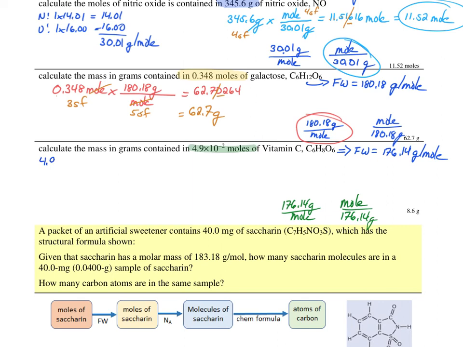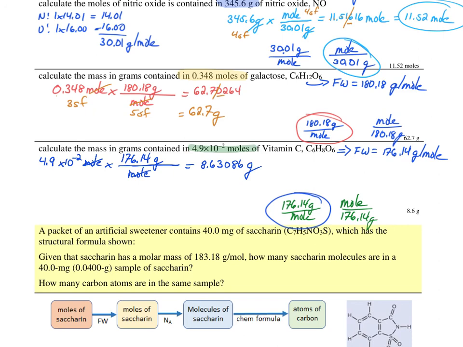which is 4.9 times 10 to the minus 2 moles. And we need a conversion factor that's going to cancel out moles. So 176.14 grams is equivalent to a mole. Moles cancel, and this indicates multiplication. Working out our calculator answer is 8.63086 grams.